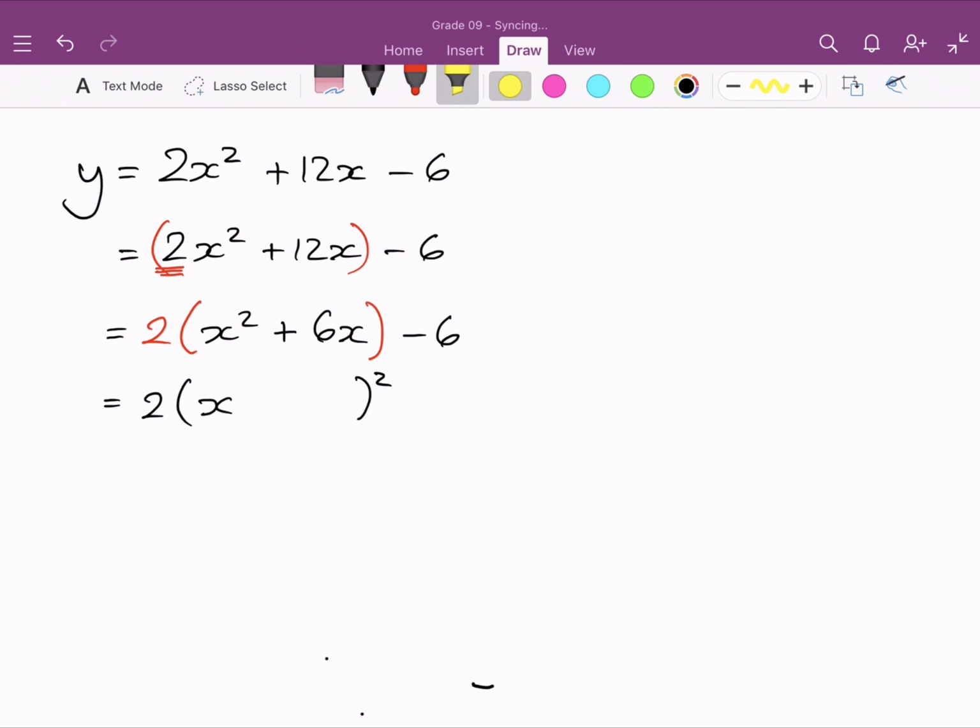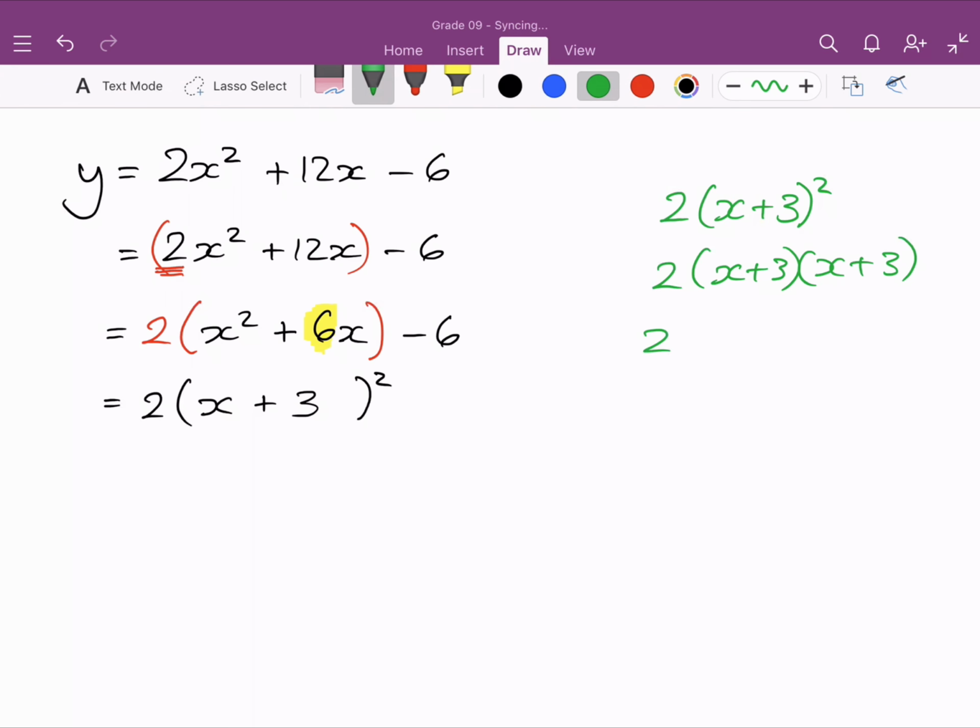We take the number in front of the x, and what we do is we half it. So that's x plus 3. So this gives me x plus 3 all squared. However, we've got to be careful. What we do here is we take the 2, so we take our 2 brackets x plus 3 all squared. And so now we multiply this out.